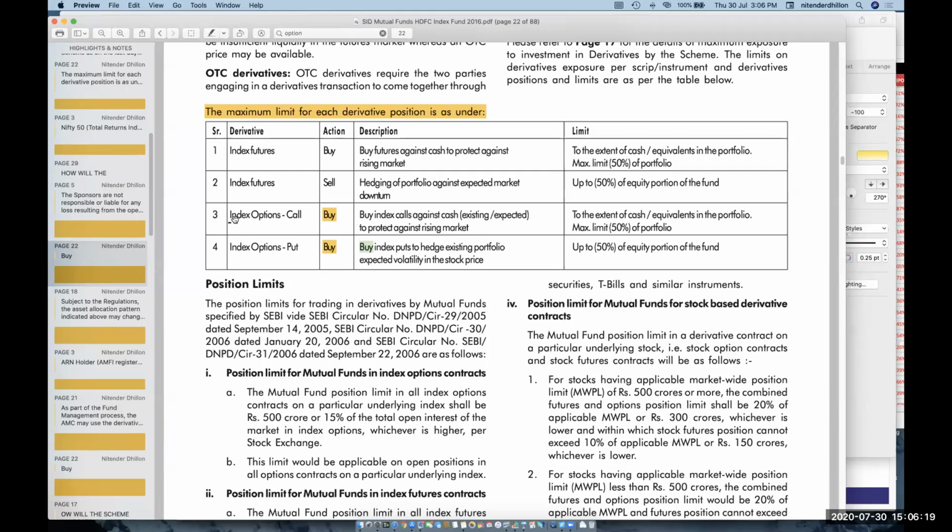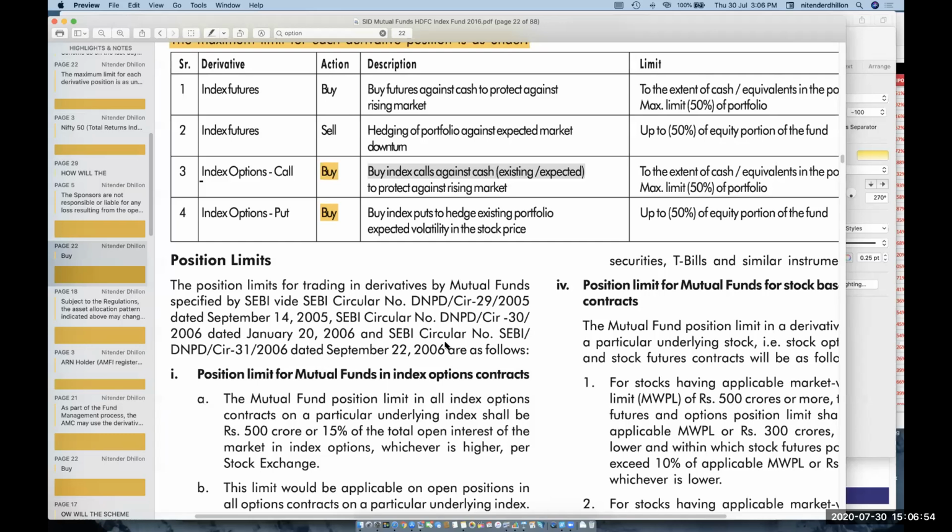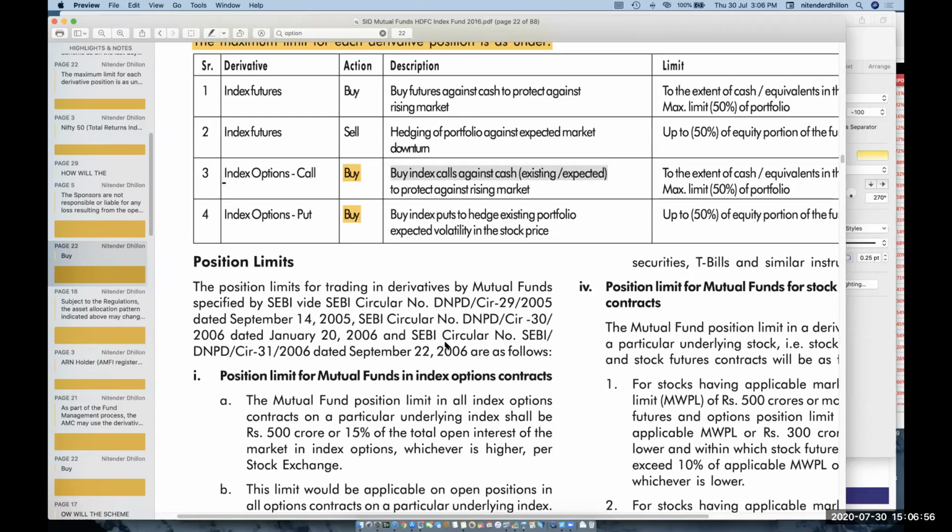All right. Give me a scenario when we'll be buying a call option. When will we buy a call option? Buy a call option on the index. So when prices are likely to rise. Yes, when prices are likely to rise and you have cash with you.